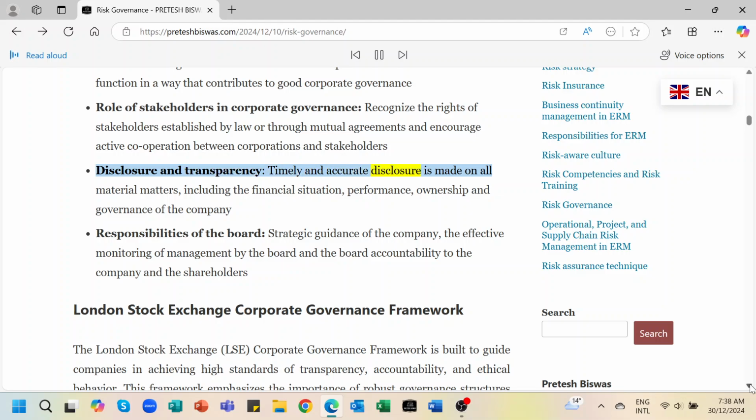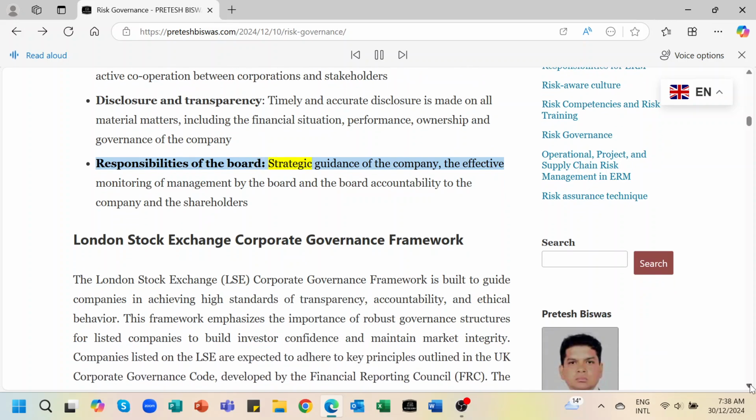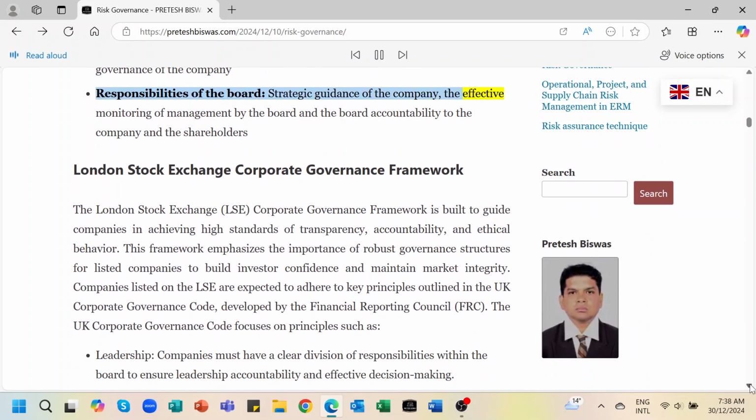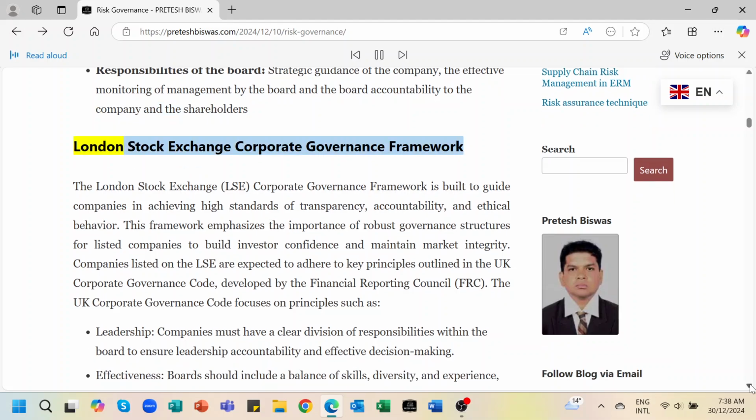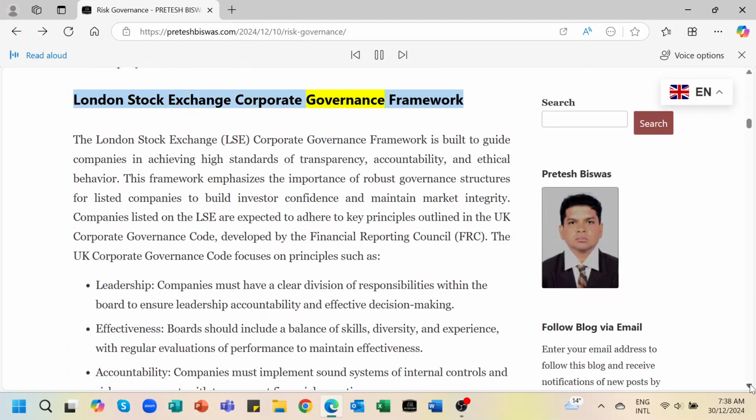Timely and accurate disclosure is made on all material matters, including the financial situation, performance, ownership, and governance of the company. Responsibilities of the board: strategic guidance of the company, the effective monitoring of management by the board, and the board's accountability to the company and the shareholders. London Stock Exchange Corporate Governance Framework.